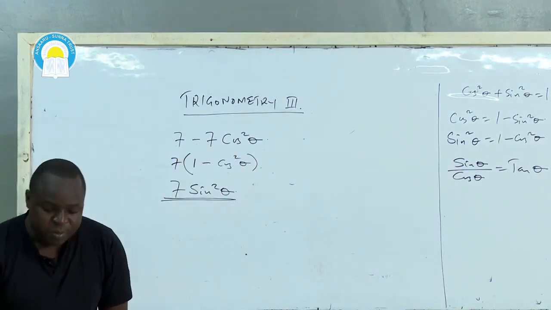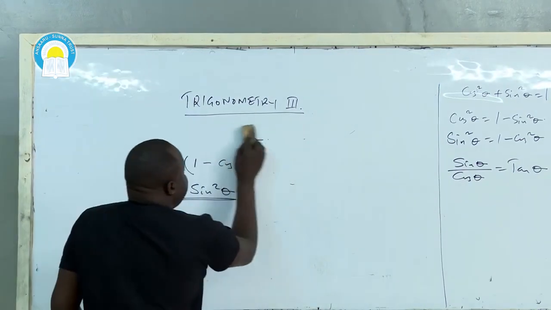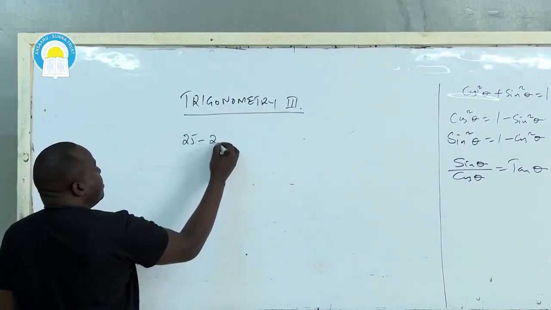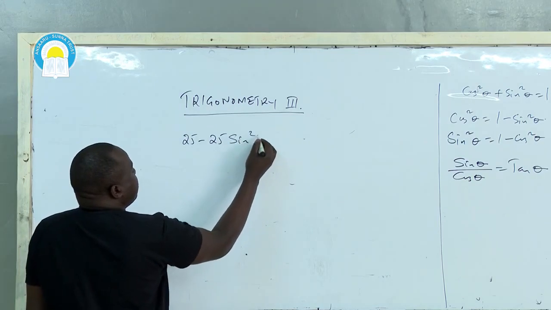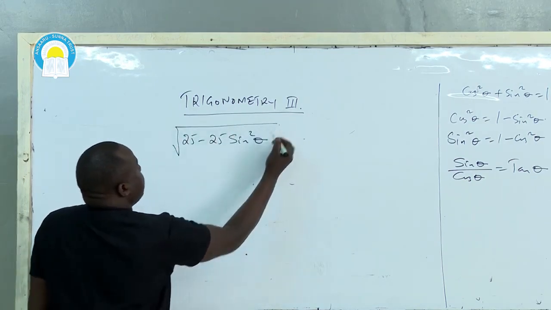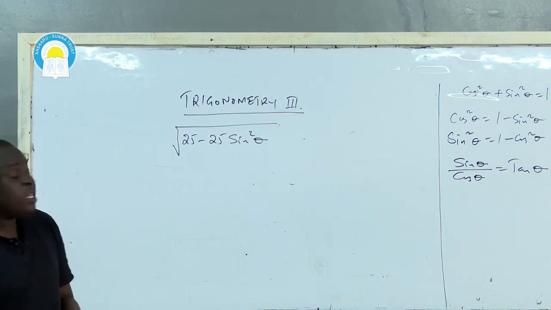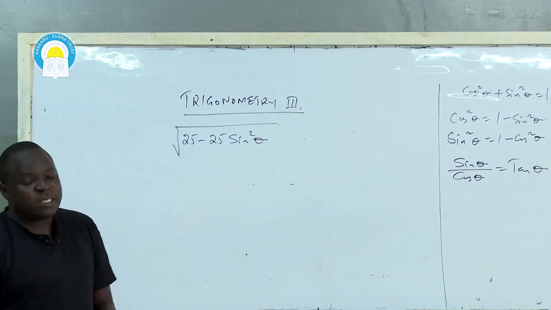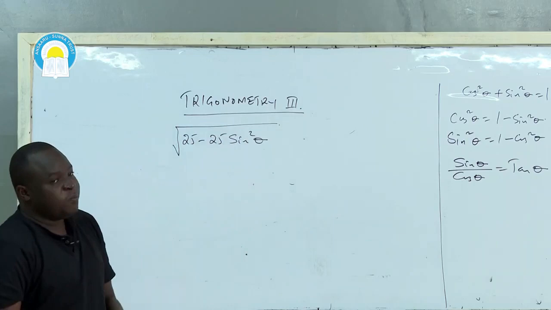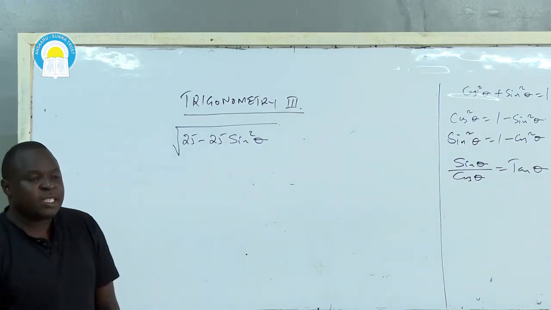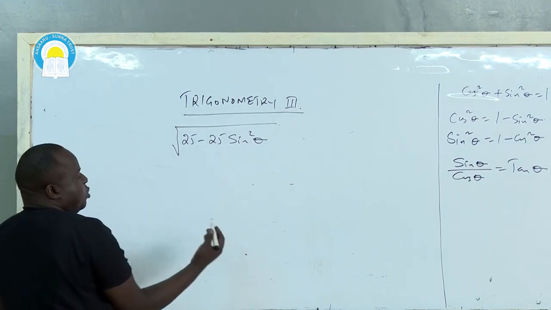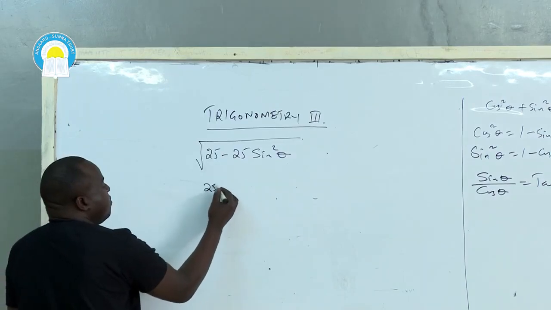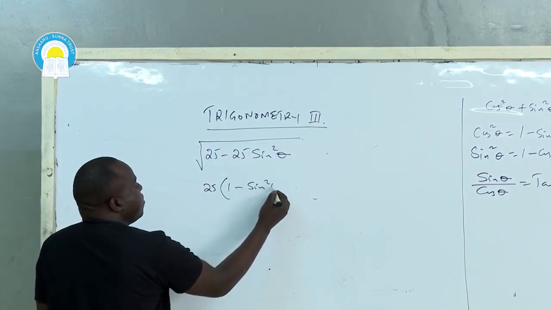Next example. How about if I had a question like the square root of 25 minus 25 sine squared theta? So there is a square root involved. If you're careful, what's inside the square root is what I had explained in the previous example. So the only change here is the square root. Now, I want to simplify this. How do I do it? First, factorize what is inside the square root. So this should be the square root of 25 into 1 minus sine squared theta.